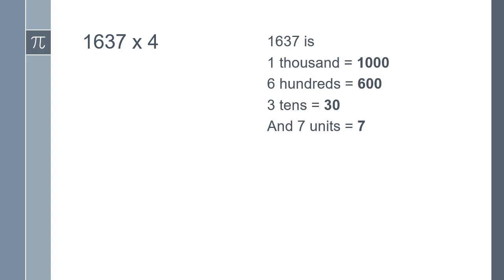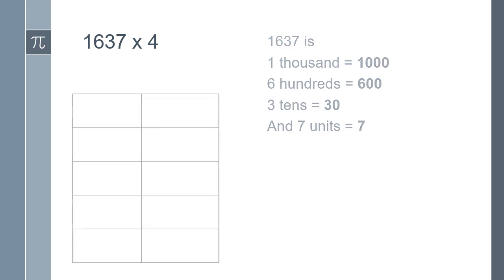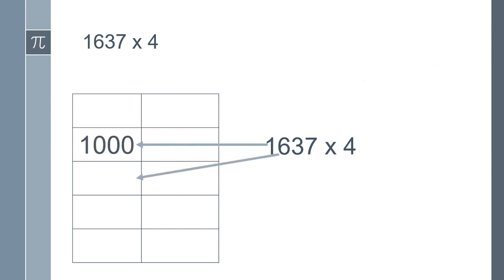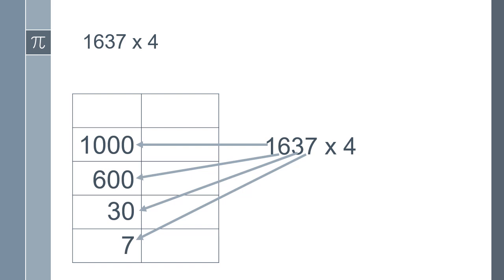So let's look at an even longer number now, 1,637 times 4. So 1,637 is made up of 1,000, which equals 1,000, 600s, which equals 600, 3 tens, which equals 30, and 7 units, which is 7. So draw your grid and then put that number into the grid. So for 1,637, your 1,000 goes there, 600 goes there, your 30 goes there, and your 7 goes there, and then your 4 goes at the top.